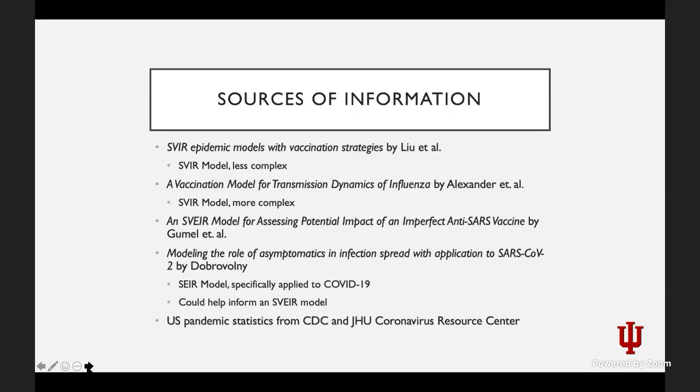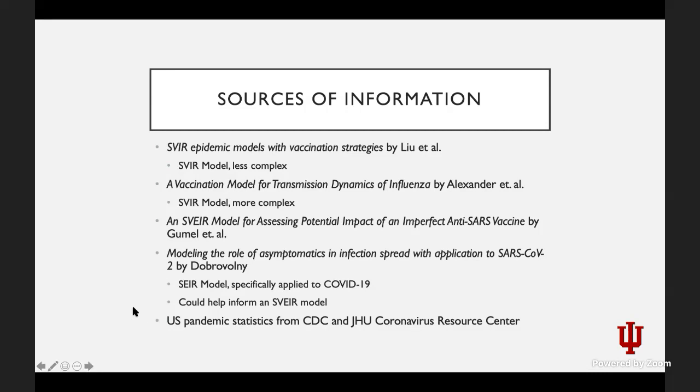We also have an SVEIR model for an imperfect SARS vaccine from 2003. COVID is in the SARS family, so maybe there's some potential there. There's also a paper I found called Modeling the Role of Asymptomatics in Infection Spread, and it's specifically applied to COVID-19.